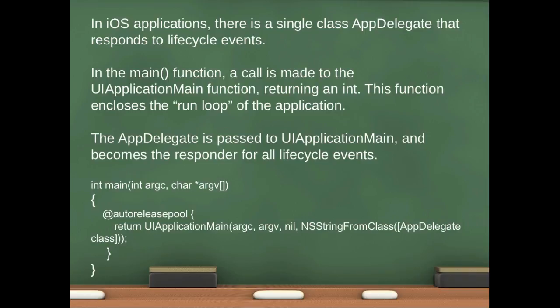So when main is run, the run loop begins because we've called UIApplicationMain, and the run loop uses AppDelegate to respond to these application lifecycle level events. So that's how that works.